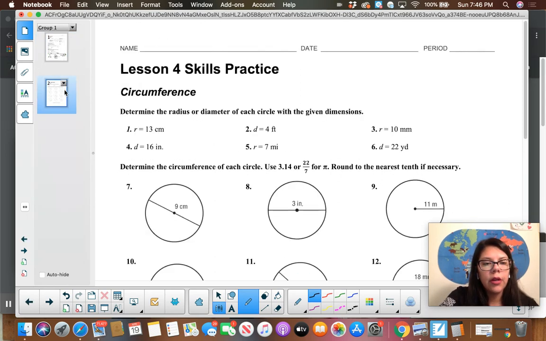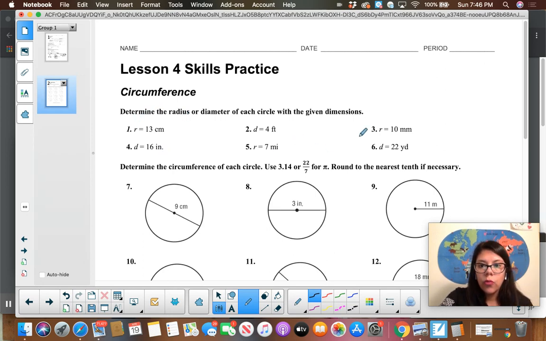All right. Page 2. Okay, so questions 1 through 6. And guys, you need to read the directions because a lot of you are not reading the directions and you're going quick, quick, quick, and you're making mistakes and having to redo the whole entire assignment. So please read the directions.